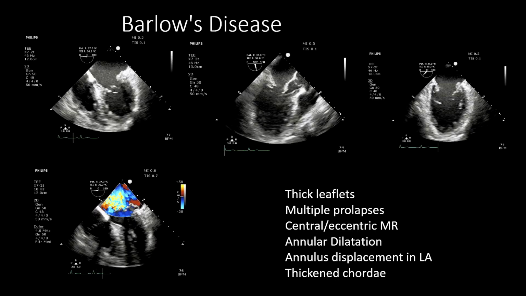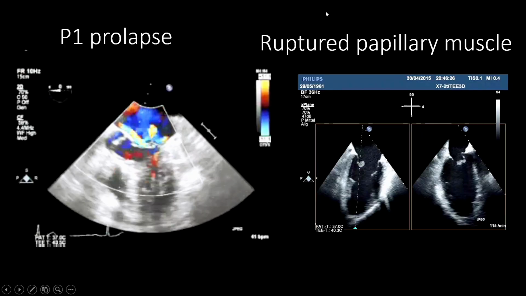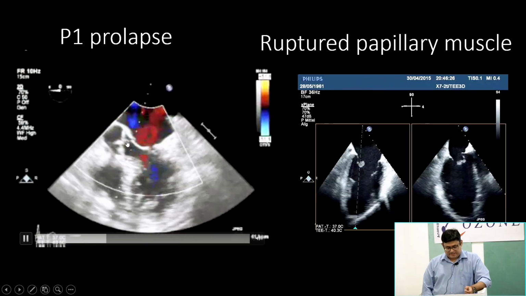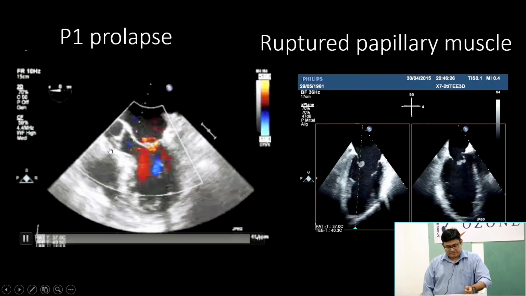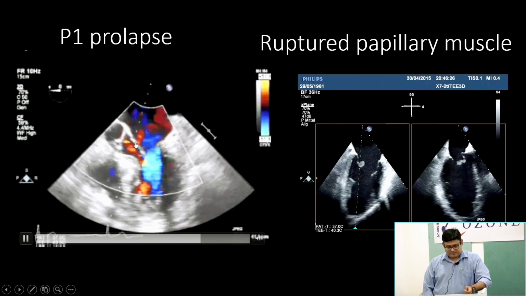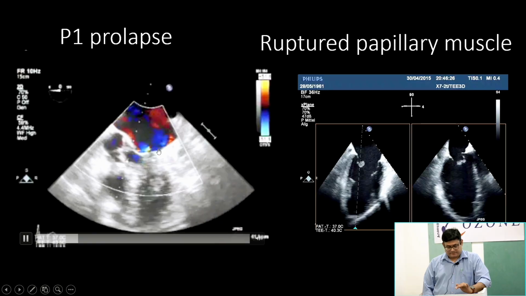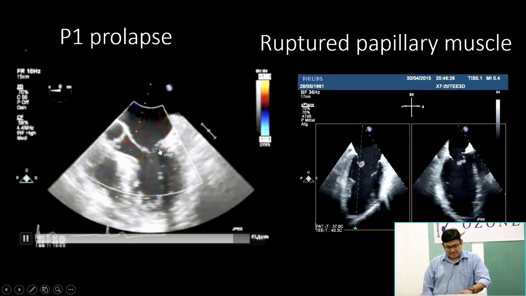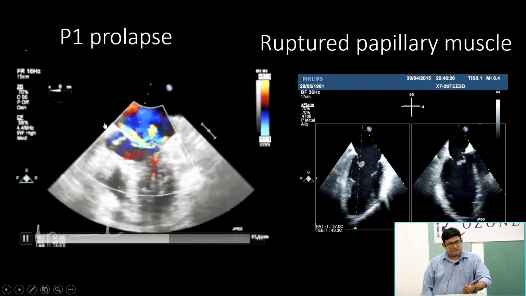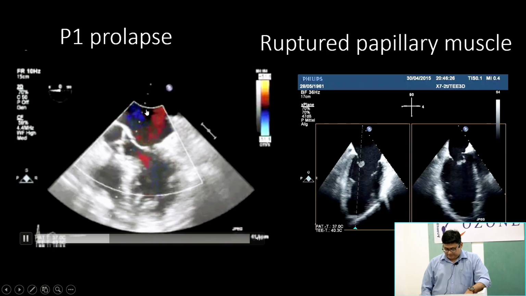Not everybody. This is an example of P1 prolapse where you can see this is your A1 segment because the aortic valve is seen here. So this becomes your A1 segment, and this is the small P1 segment which is prolapsing, and there is a jet on the AML.